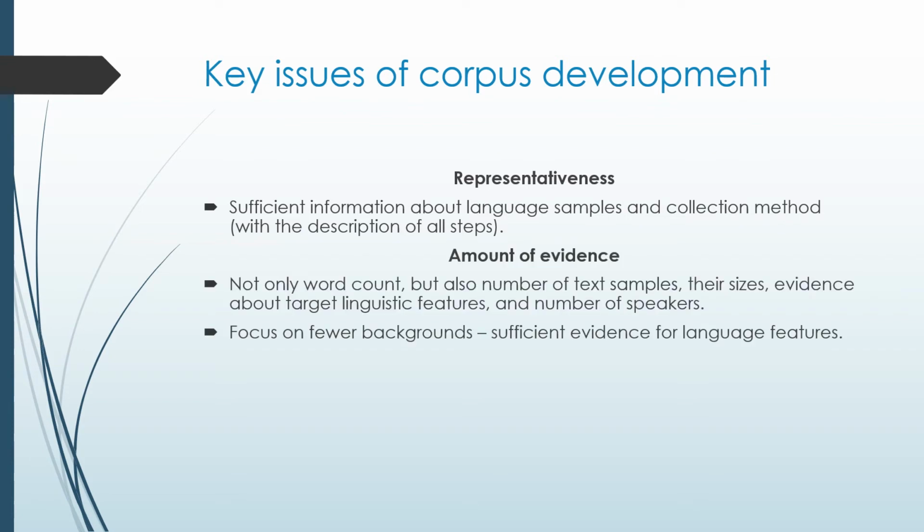The second thing is the amount of evidence. So what is important in a corpora? It's not just about the word count. Also, it is important to look at the number of text samples, at their size, the evidence about target linguistic features used in these texts, and the number of speakers. The number of speakers allows us to establish frequency of a pattern used there.